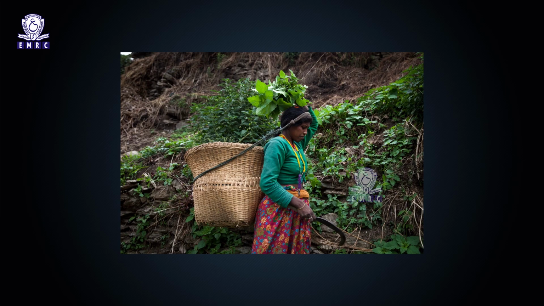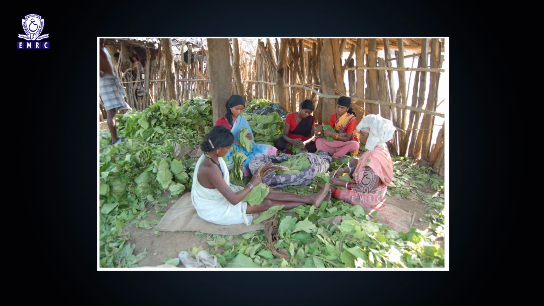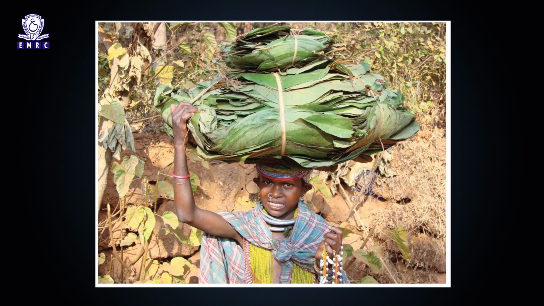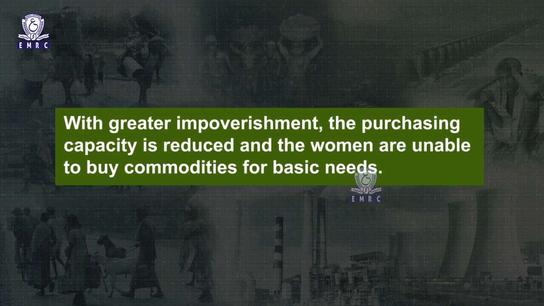Secondly, in the forest, most household requirements of fuel, fodder and forest minor produce like fruits, medicinal herbs, and shrubs used for washing and cleaning were available free of cost. Now, outside the forest, they have to pay for each requirement, whether it is soap or medicine. With greater impoverishment, the purchasing capacity is reduced and the women are unable to buy commodities for basic needs. Similarly, they are unable to pay for other requirements like education, health care, electricity and transportation, which has been instrumental in the deterioration in the standard of living.